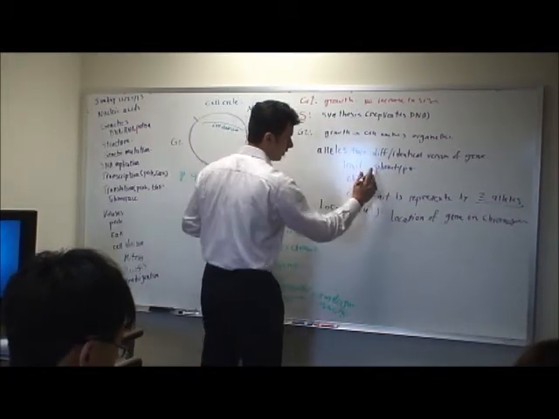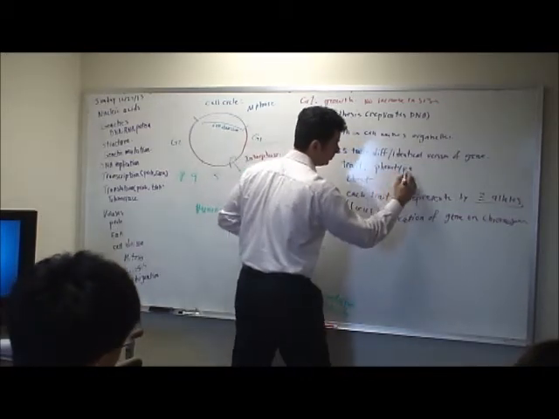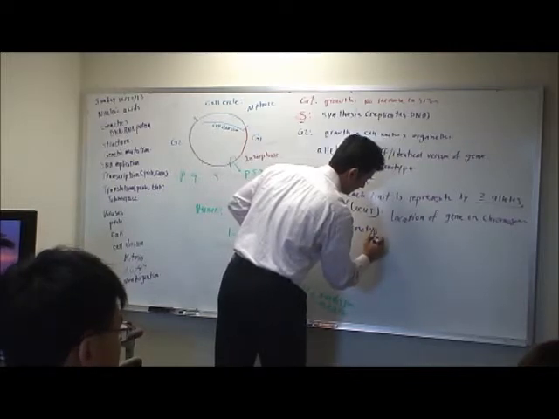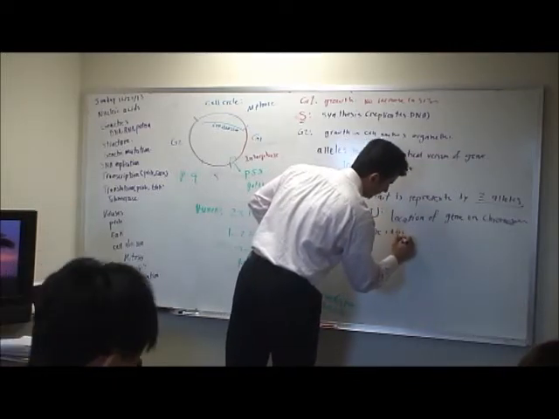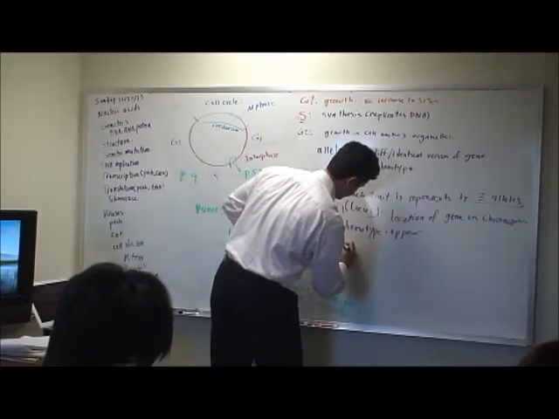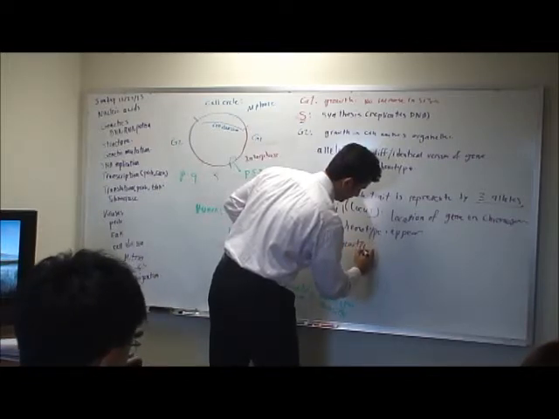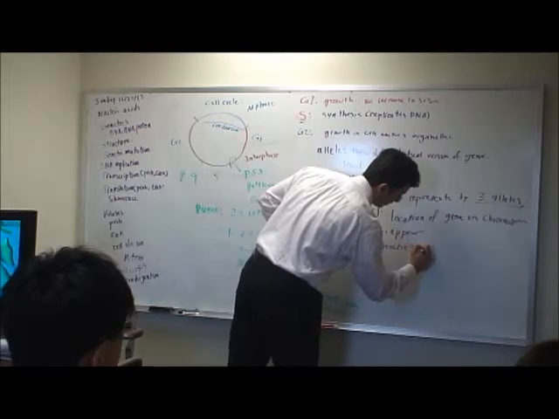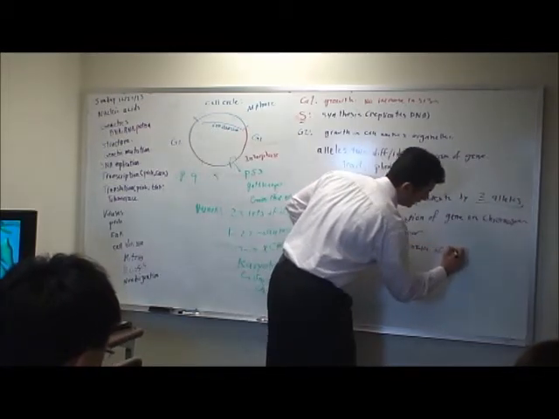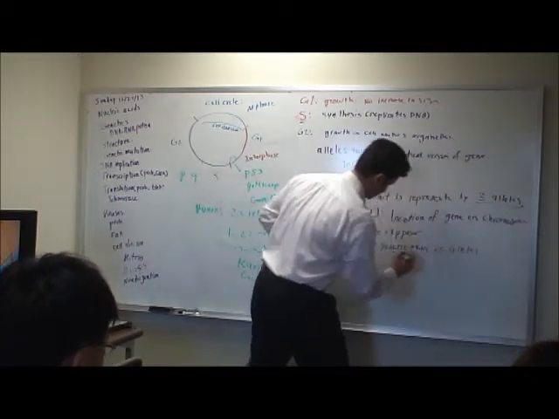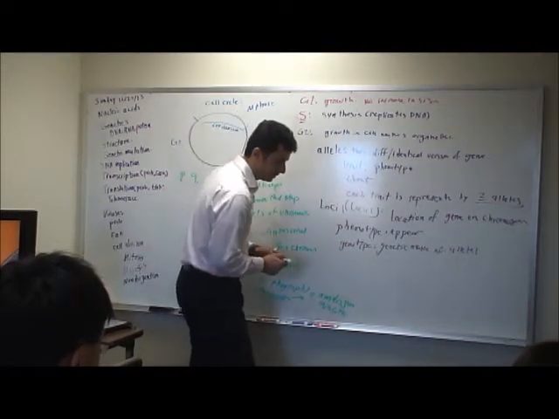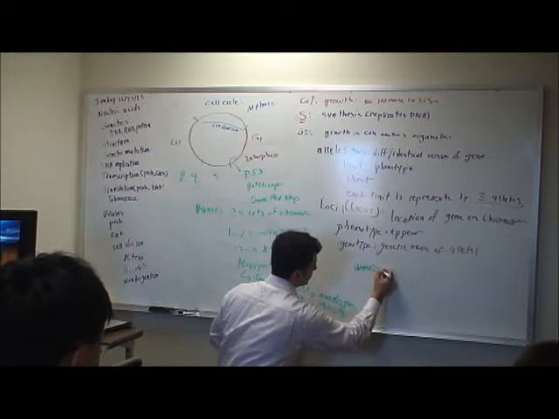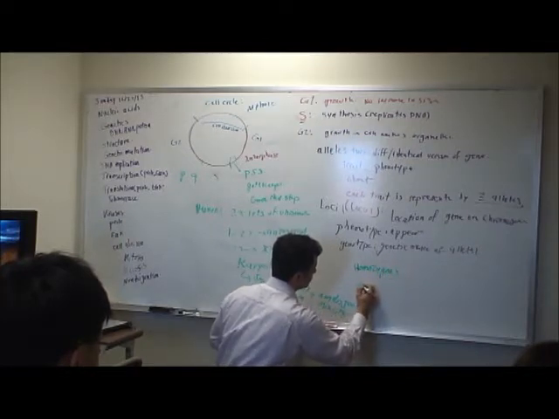Now that we talked about phenotype, phenotype is appearance. Genotype, what is it? The actual alleles, the genetic makeup. Alleles can be in two forms. Could be homozygous or heterozygous.